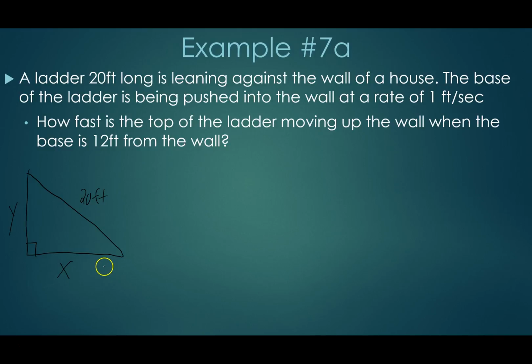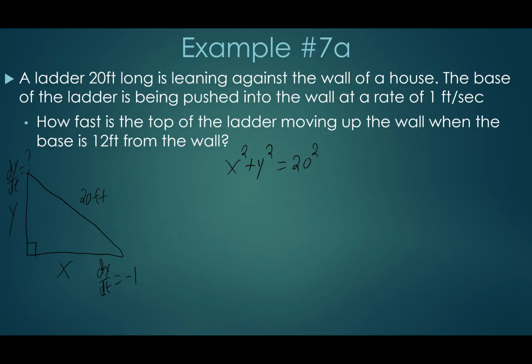So if I'm pushing it into the wall, that's our dx/dt, and if it's going in, going to the left, that's a -1. The goal is to solve for dy/dt for this particular problem. So I use the original setup. How are x, y, and 20 all related? It's Pythagorean's theorem. So x squared plus y squared equals 20 squared.